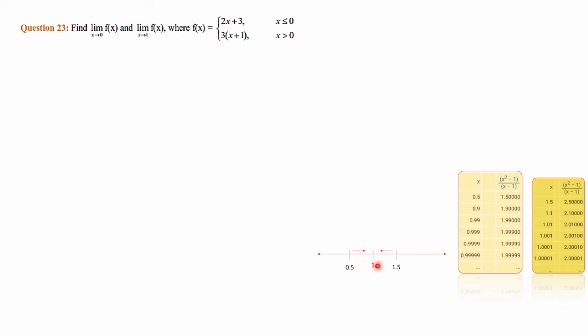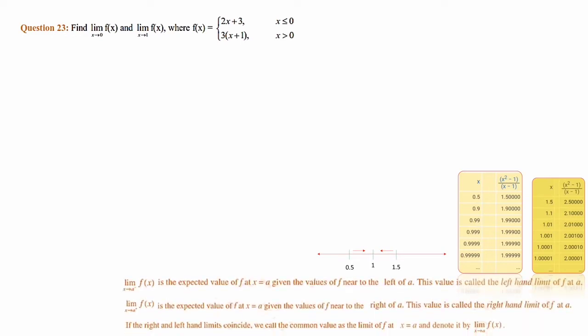1 is our limit and we have taken the values from the left of 1 and the values from the right of 1 also. This portion is called the left hand limit and the right side portion is called the right hand limit. And we have concluded like this: limit x tends to a minus f of x is the expected value of f at x is equal to a, given the values of f near to the left of a. When we have taken the left of a values, we will write it as limit x tends to a minus. Left side we represent with a minus of f of x. This value is called the left hand limit of f at a.